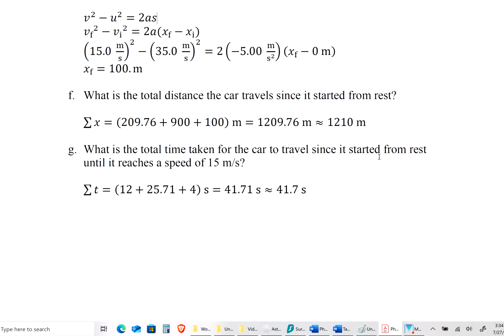Part F, what is the total distance the car travels since it started from rest? So you could just read the problem and look at some of the solutions to obtain 10 meters. Part G, what is the total time taken for the car to travel since it started from rest until it reaches a speed of 15 meters per second? You could just read the problem, see the solution to some of the problems to get 41.7 seconds.